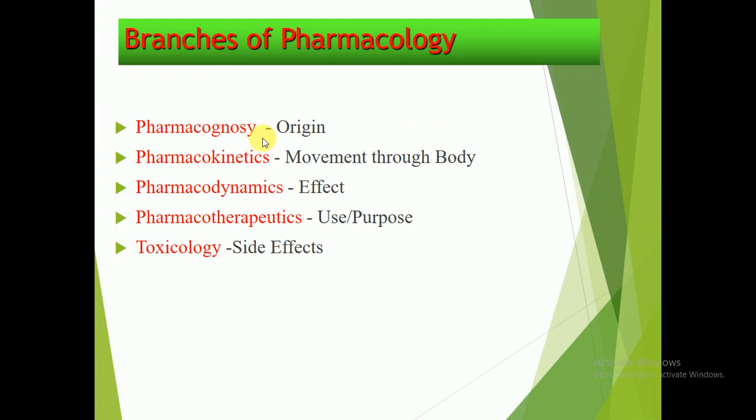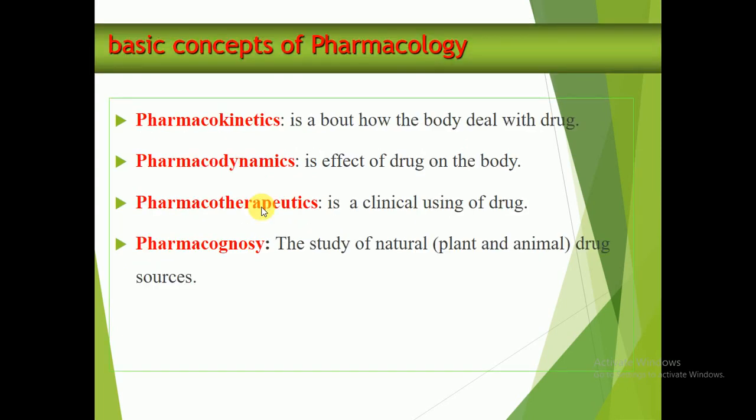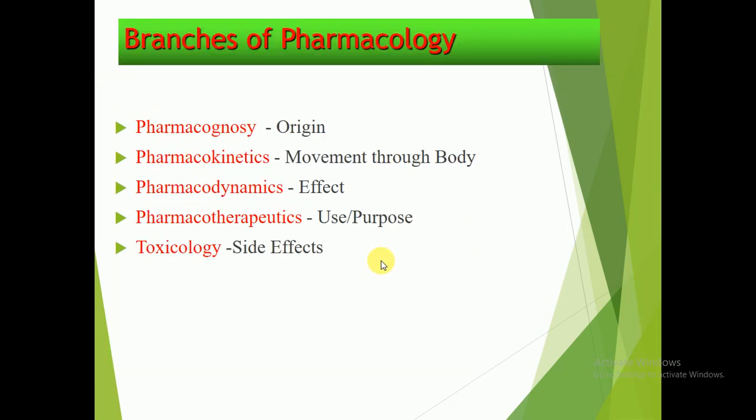Let's see here, these are the branches of pharmacology. The first one is pharmacognosy, in which we study the different types of medicinal plants, natural plants and animals, and drug sources from which these drugs have been extracted.